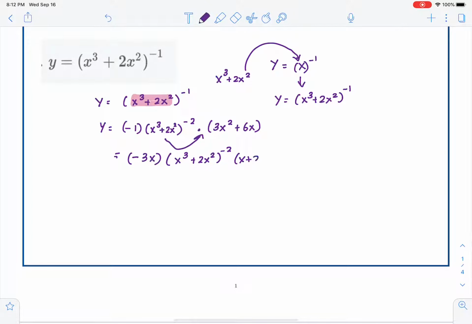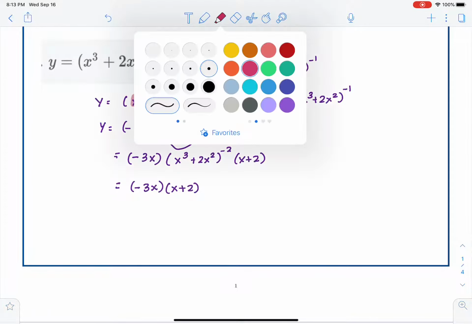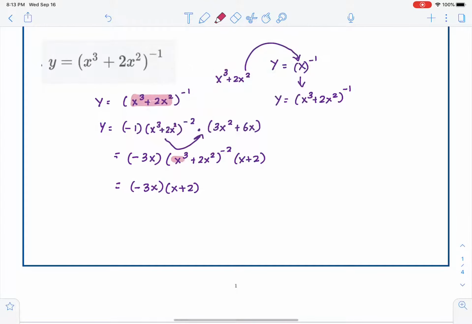And x plus 2. We may leave the answer as is, or we could also rewrite it as minus 3x multiplied by x plus 2. And if we move that term to the denominator, it would simply become x cubed plus 2x squared raised to 2.